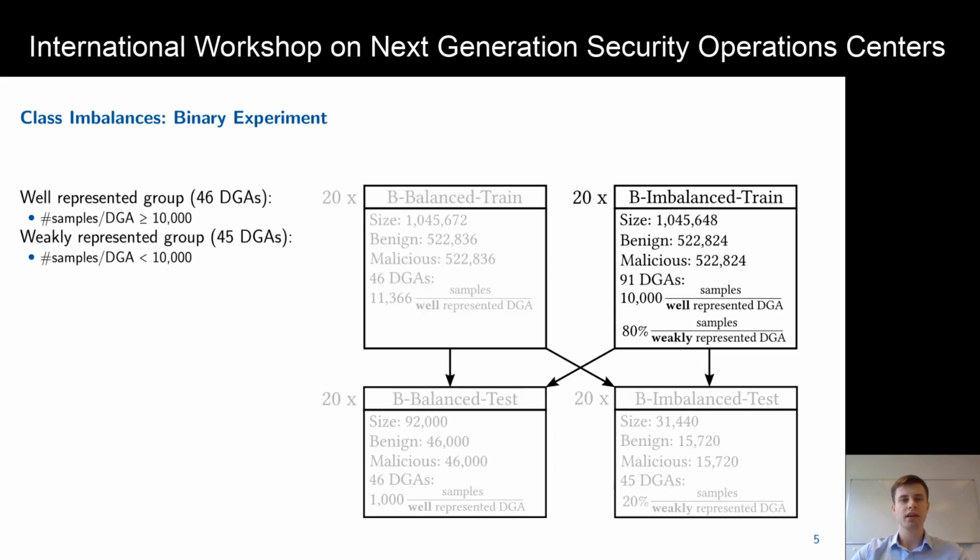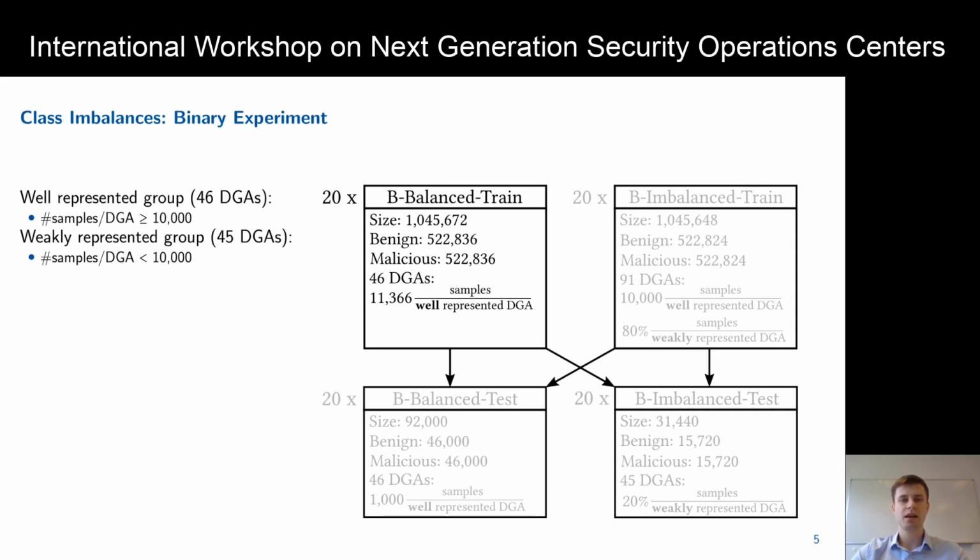Let's begin with the imbalanced sets. The imbalanced training sets contain for every DGA of the well-represented group 10,000 samples, and 80% of the samples of the DGAs of the weakly represented group. The remaining 20% of the samples are included in the imbalanced test sets. The balanced training sets contain only samples of DGAs of the well-represented group.